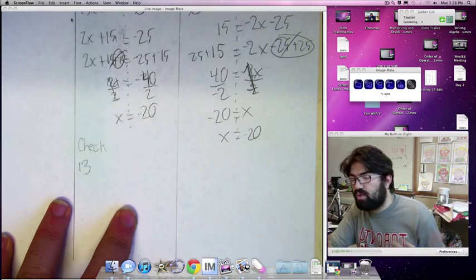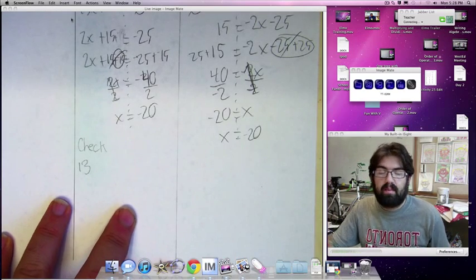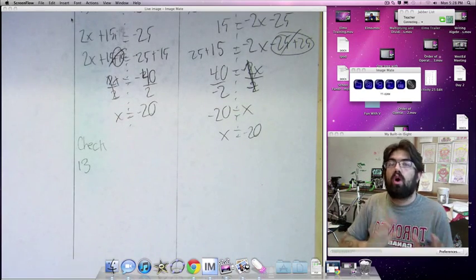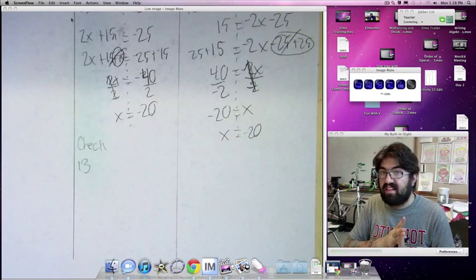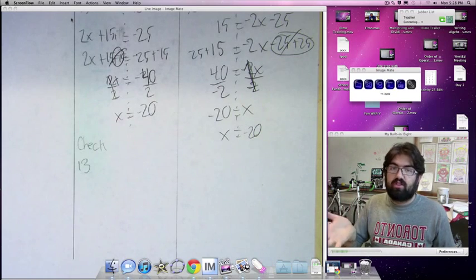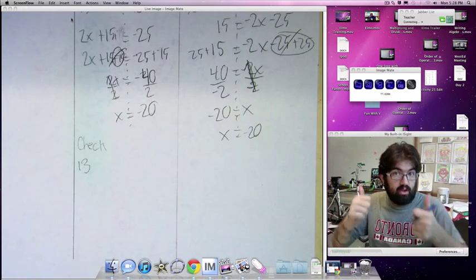So it doesn't matter which one you put on which side. It's going to give you the same answer, so long as you don't lose a negative. Make sure you divide by the right symbol. The negatives are basically what gets you. Don't lose a negative, and you'll be okay.